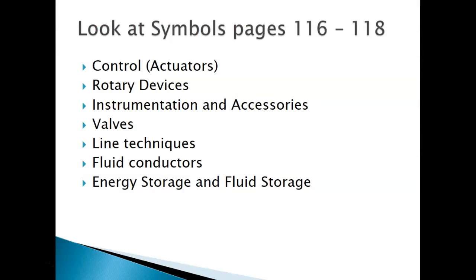All right. So it should be pages 116 through 118 in your book. You might want to bookmark those particular symbols because those could appear on your next test.